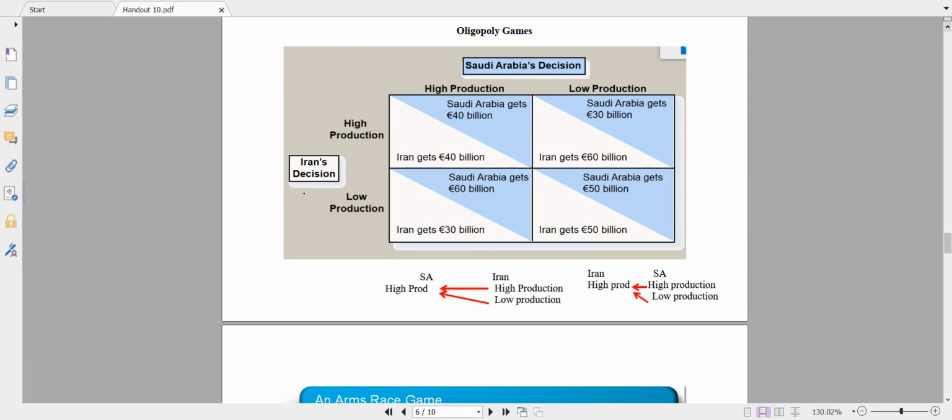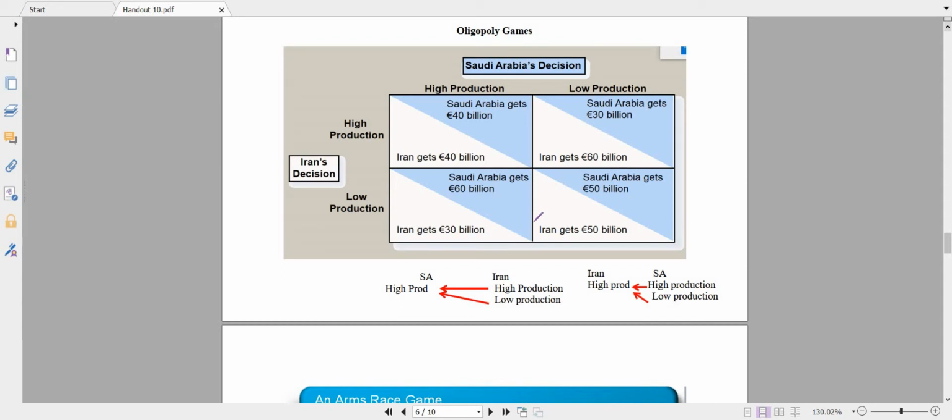You can see that if both the countries go for high production, both will make a gain of 40 billion euros, whereas if both go for low production, they can artificially inflate the price of oil and as a result earn profits of 50 million euros each. Then we have two intermediary cases. The first is the payoff matrix when Iran decides to go for high production and Saudi Arabia goes for low production. And similarly, this box over here represents the payoff matrix when Saudi Arabia goes for high production and Iran opts for low production.